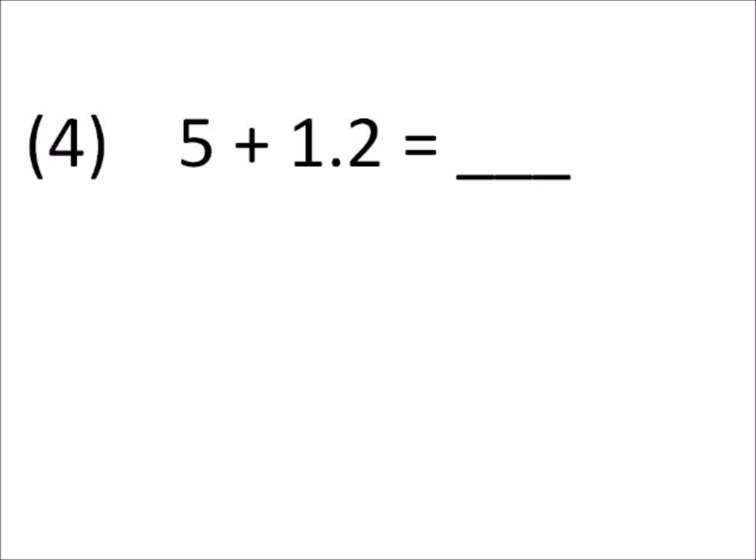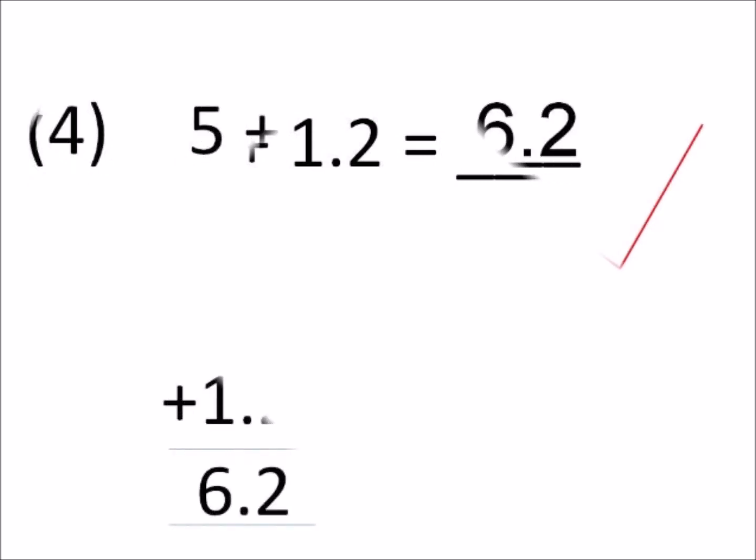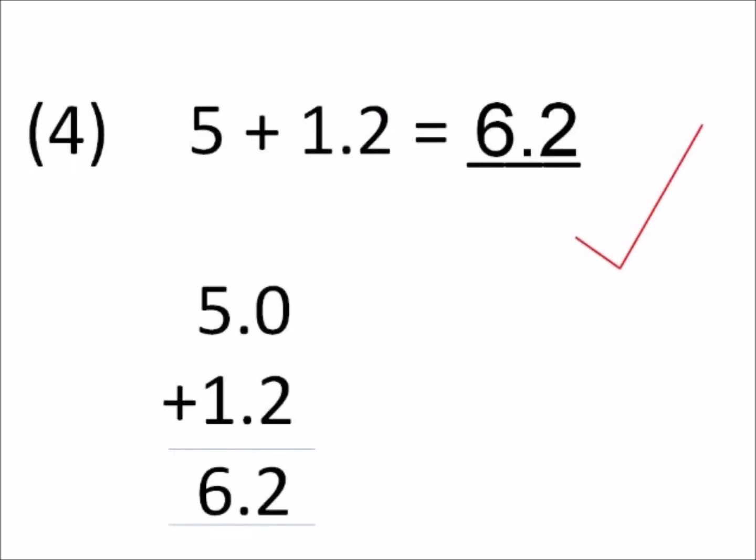5 plus 1.2 is equal to something. You're adding decimal numbers. Problem is, students don't know where the point is in 5. So if you just have 5, a whole number, where's the point? Can you give me the answer? Yes, it's at the back. So it's 5.0 or 5.00, same thing.